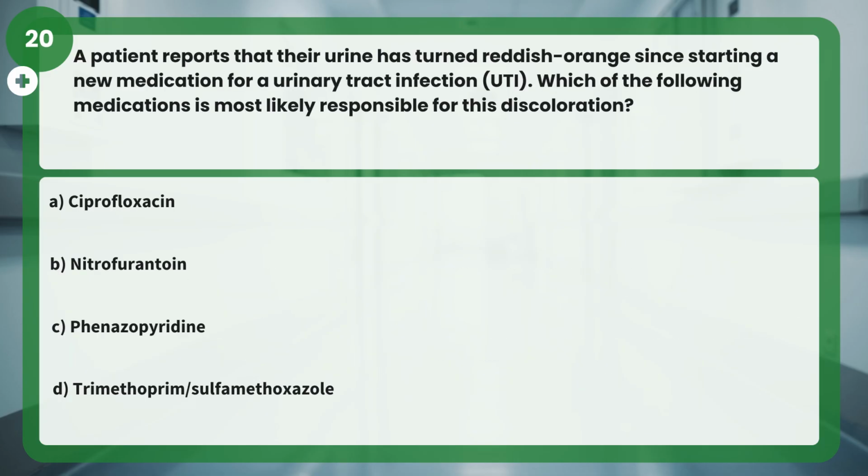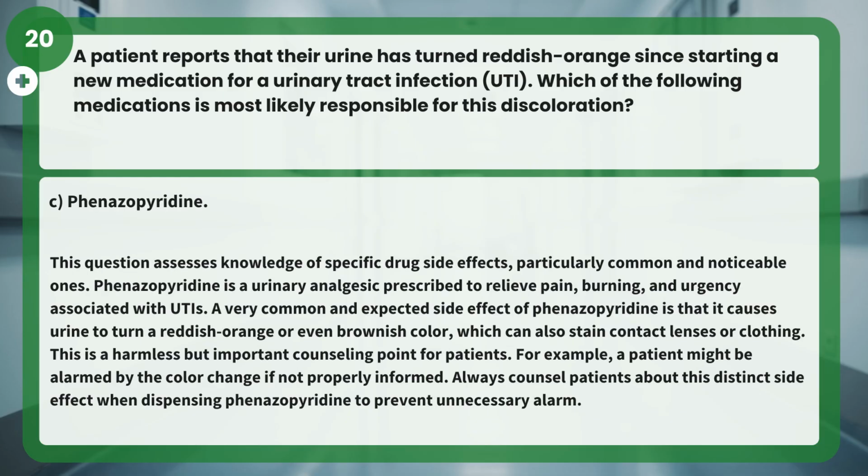Question 20. A patient reports that their urine has turned reddish-orange since starting a new medication for a urinary tract infection, UTI. Which of the following medications is most likely responsible for this discoloration? A. Ciprofloxacin. B. Nitrofurantoin. C. Phenazopyridine. D. Trimethoprim/sulfamethoxazole. Answer: C. Phenazopyridine.